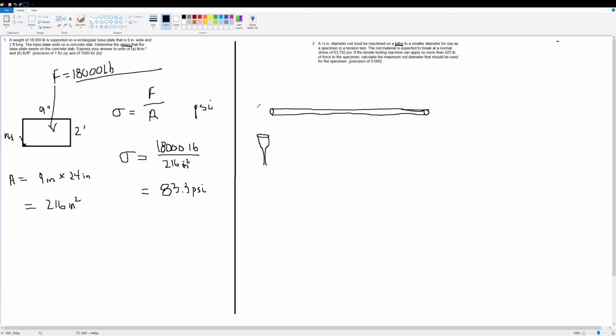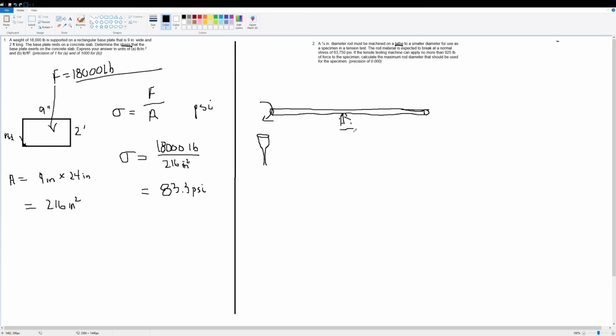So what this lathe does is it rotates this rod really, really quickly, and then you come in with a cutting bit, some metal cutting bit, and you start pressing into the material, and it starts chopping away and cutting material away from this rod, and you start turning it down to a smaller diameter.